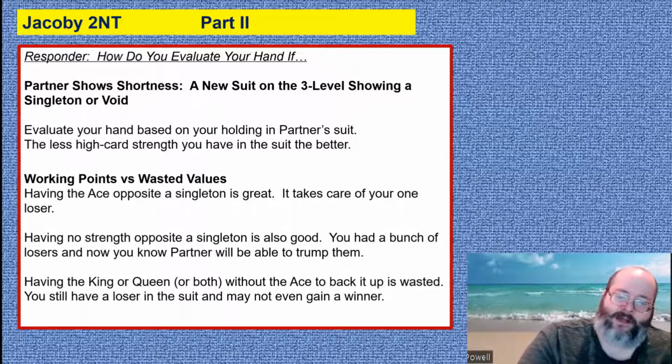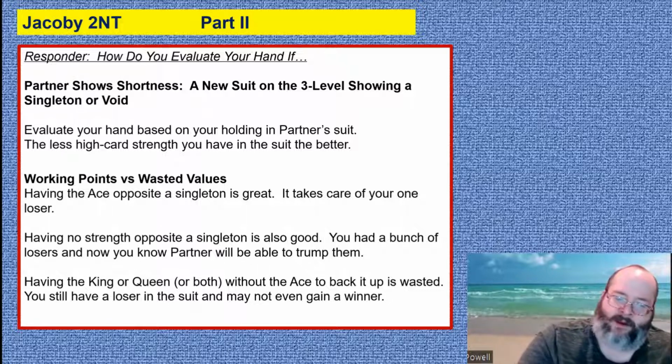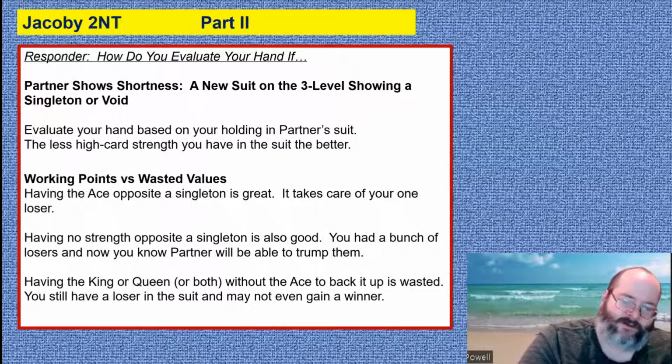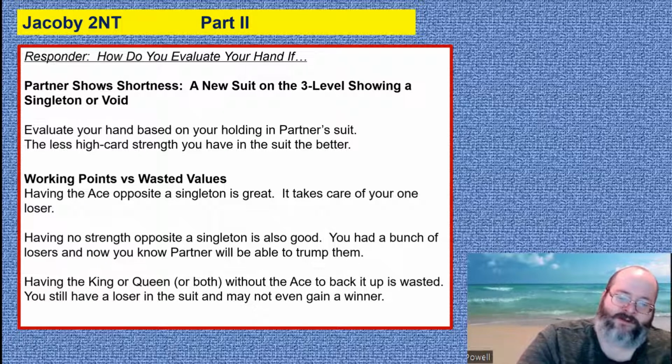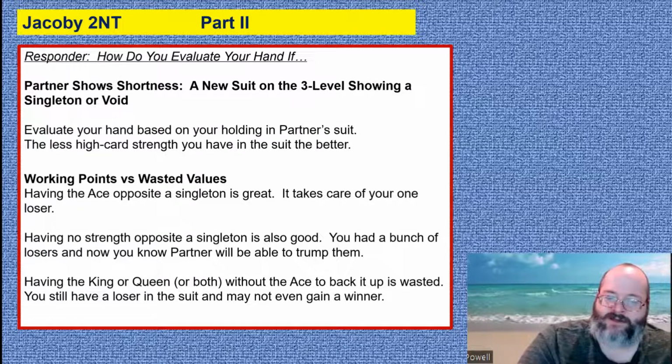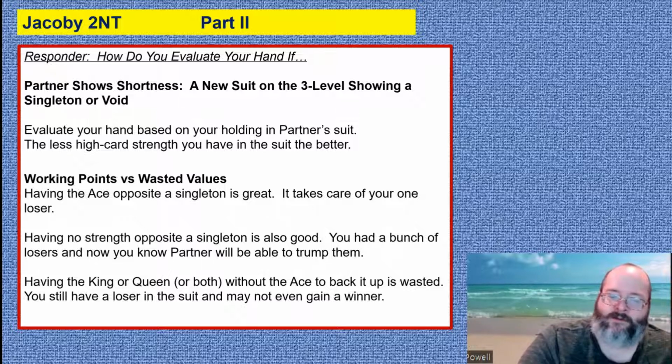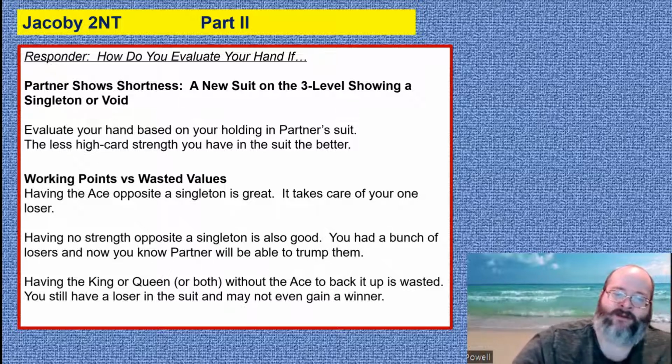Having the king or queen opposite a singleton, not really working for you, right? You still have to lose a trick in the suit. If you're singleton opposite the king queen, you still have to lose a trick. You may not even get a winner out of it. And those points aren't in other suits working for you, right? We would refer to those as wasted values.